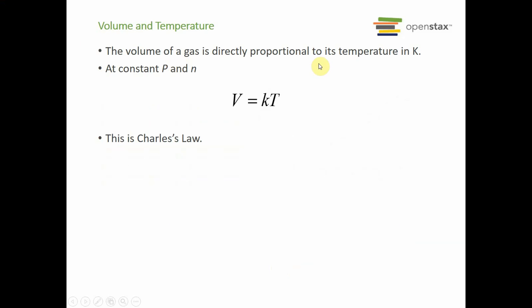The volume of a gas is directly proportional to its temperature in K. By the way, this lowercase k just means it's a constant, and it's not the same as what was in the previous slides. So all they're trying to say here is proportional to. So volume is proportional to temperature, holding pressure and the number of moles of gas constant. This is Charles's law.